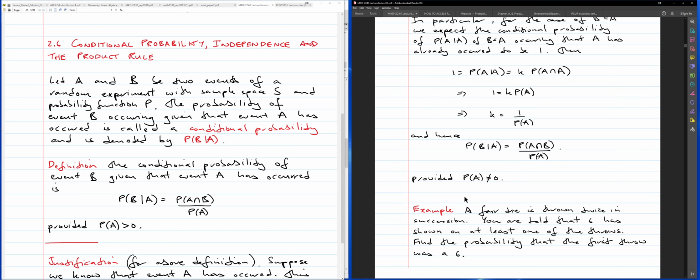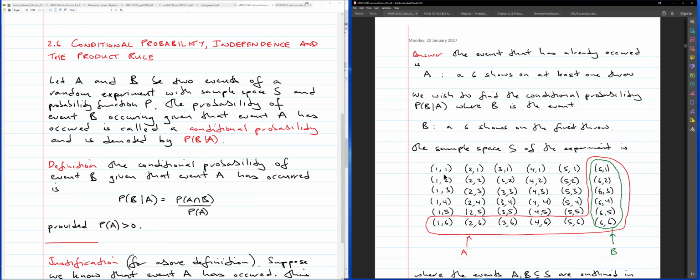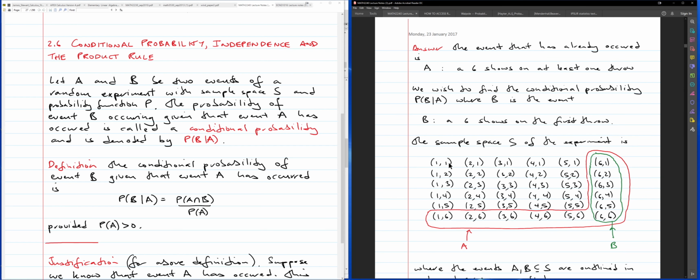Alright, so let's see an example of calculating a conditional probability. We have a fair die that is thrown twice in succession. These are what your outcomes are going to look like, such as 1, 1 or 2, 1. Remember, 2, 1 means that you got 2 on the first throw and 1 on the second throw. The sample space for throwing a die twice in succession consists of 36 pairs like this.